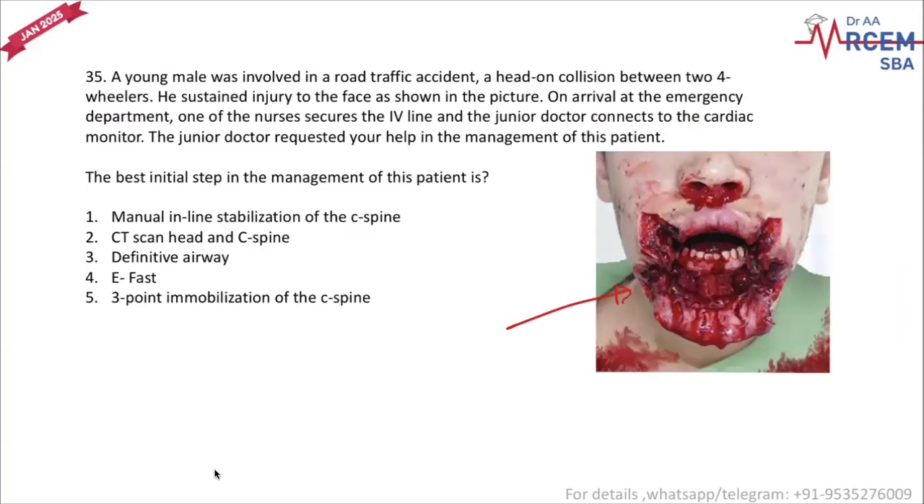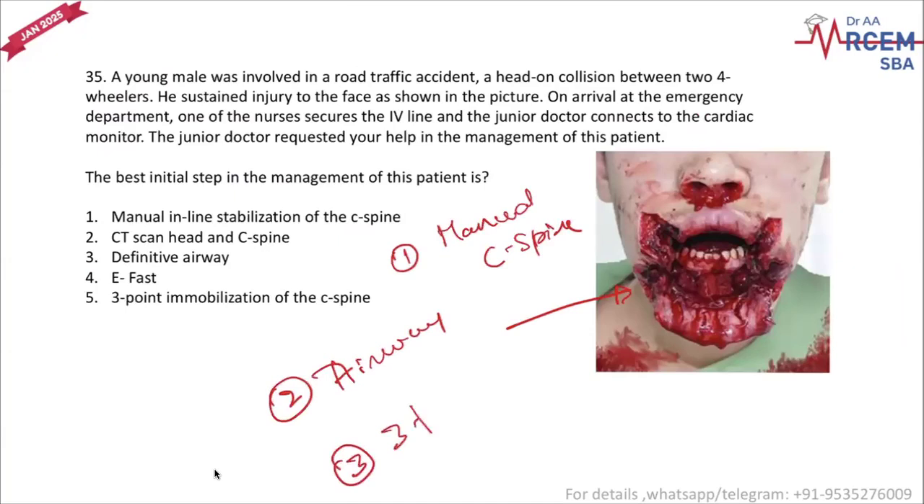Remember, you need to go in a sequential manner. The first step always is manual inline stabilization of the C-spine. The second step is to manage the airway and whatever intervention is required for the airway. The third step is 3-point immobilization.